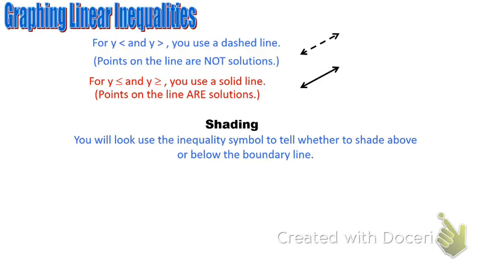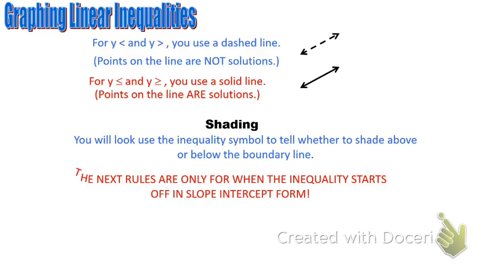For the shading, we're going to look at the inequality symbol, and it's going to tell us whether to shade above or below the boundary line. It'll separate the true side, the shaded, from the untrue side or false side, which will not be shaded. Now keep in mind, the rules I'm about to show you only work when the inequality starts in slope-intercept form, when it's in the form y equals mx plus b. If it's not in that form to start with, we'll look at what to do in a moment.